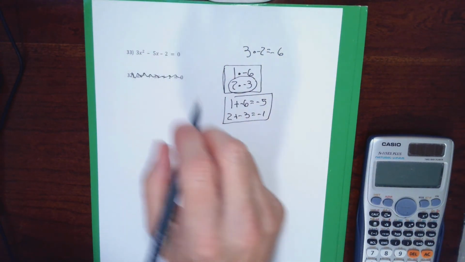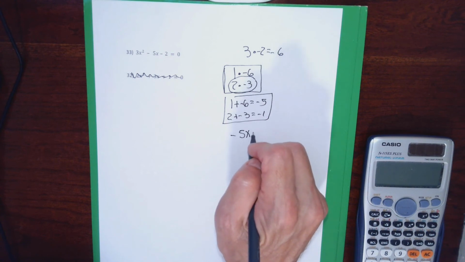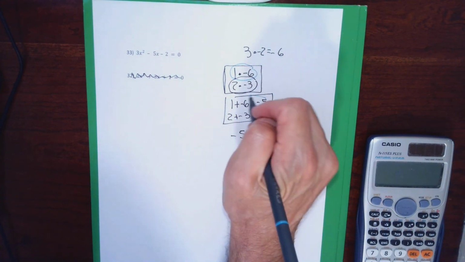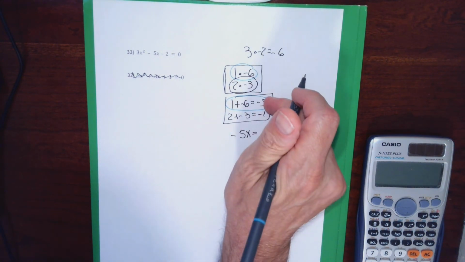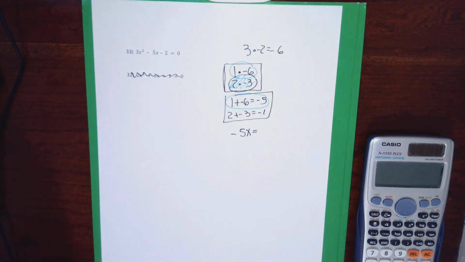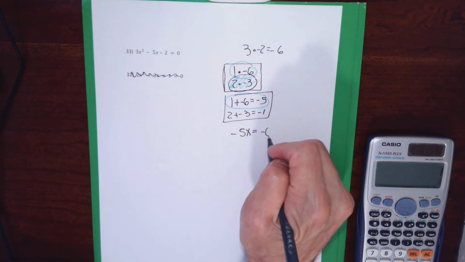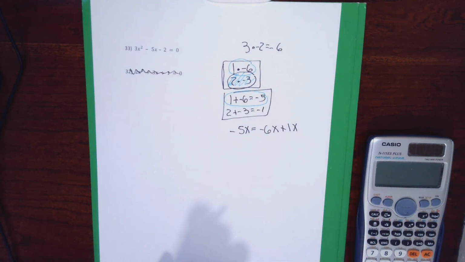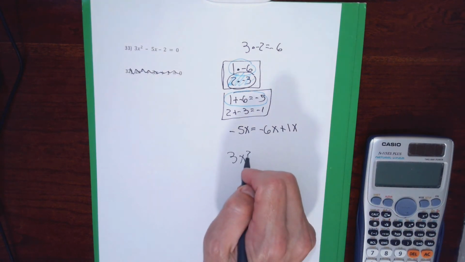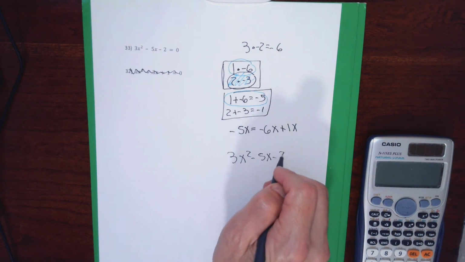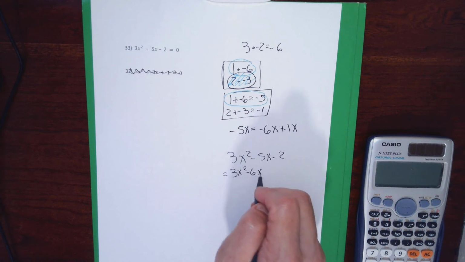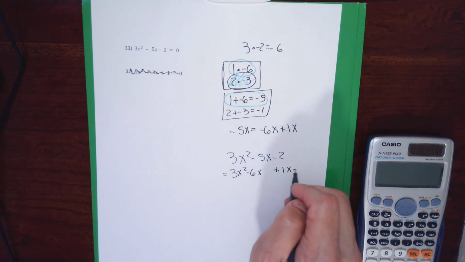The negative 5x in my problem, I'm going to rewrite as, I've circled the wrong one. I need the 1 in the negative 6. I don't know why. I've got that staring right at me, that's the negative 5, and that one is garbage. The negative 5x, I'm going to write as negative 6x plus 1x. If I'm rewriting and there's a negative and a positive, I write the negative first. So my 3x squared minus 5x minus 2, I can rewrite as 3x squared minus 6x plus 1x minus 2.